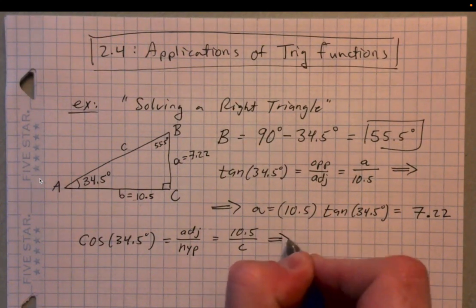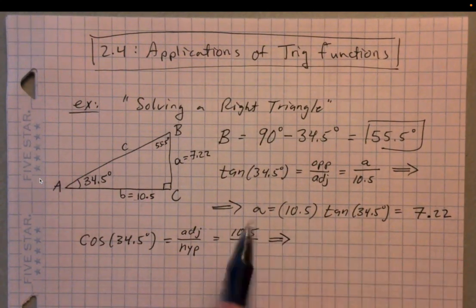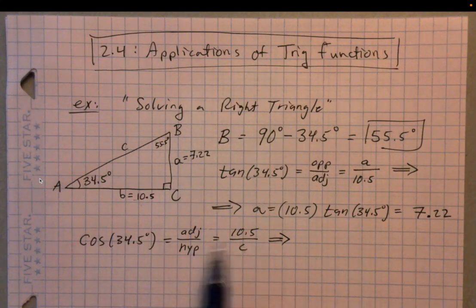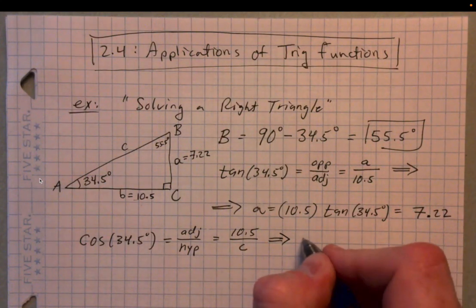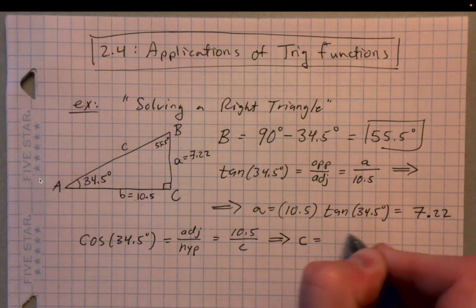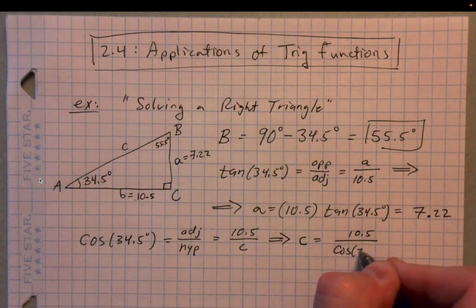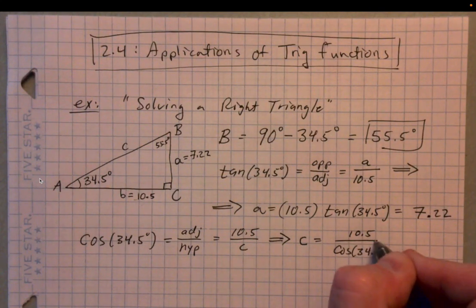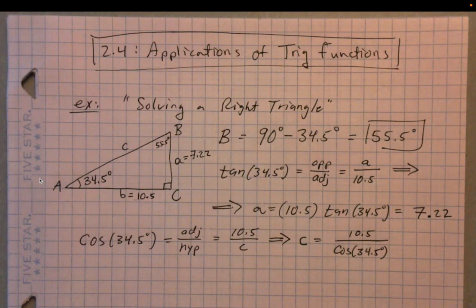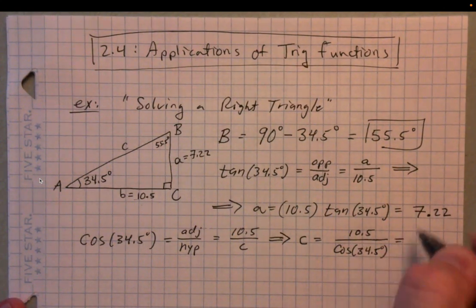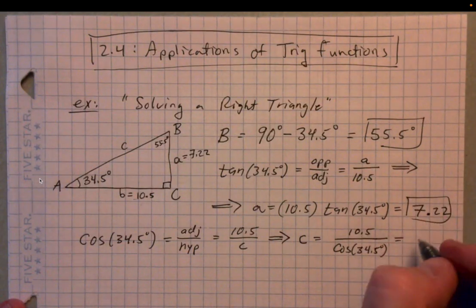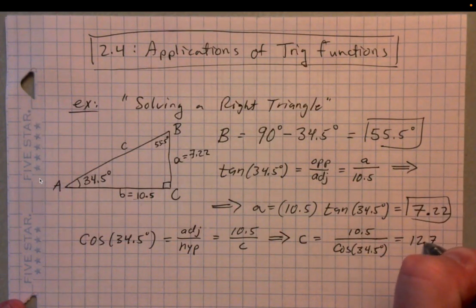And so we can do a little arithmetic. Basically, I'll multiply both sides by c and then divide both sides by cosine of 34.5 degrees. But you'll see that I get c is equal to 10.5 divided by the cosine of 34.5 degrees. Looks just like that. And again, you can just use a calculator to figure out what that cosine value is equal to, and then divide 10.5 by that number. And when you do that, you get 12.74.